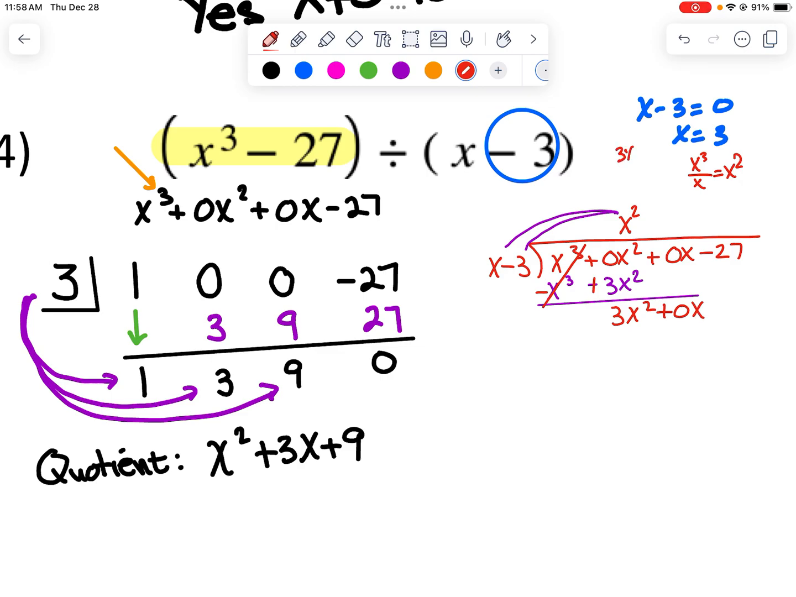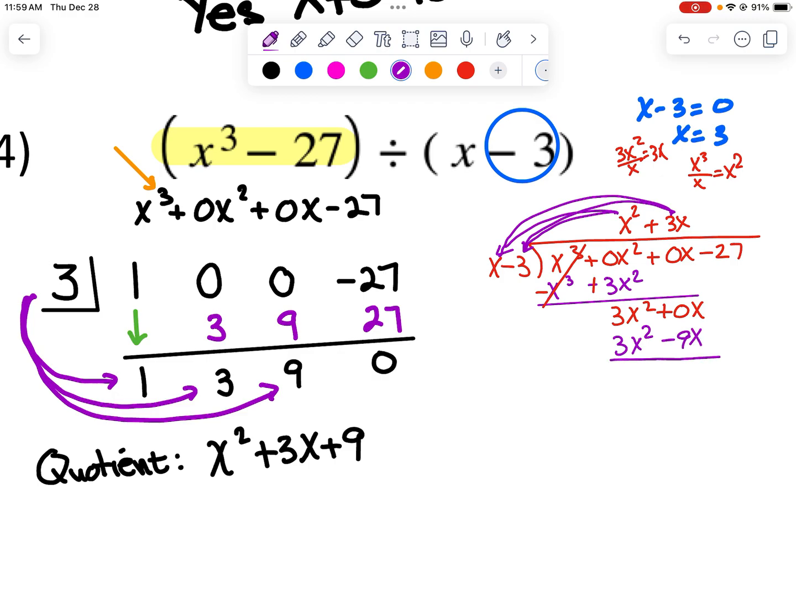So you said 3x squared divided by x is 3x. So you put 3x here. And then you did the multiply. You distributed. You took 3x times x and 3x times negative 3. And 3x times x gave us 3x squared, and 3x times negative 3 gave us negative 9x.